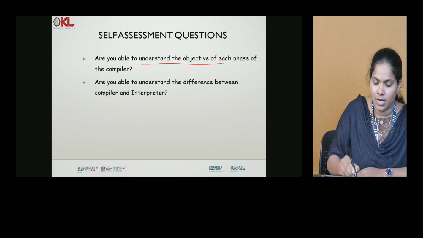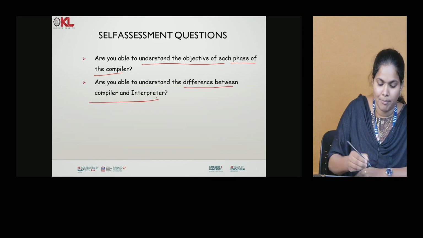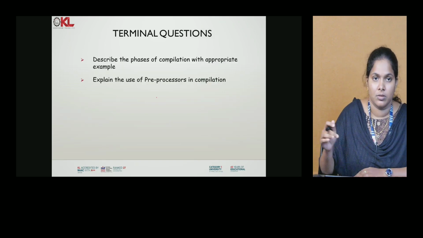Now I think you understand the objective of each phase of the compiler and the difference between the compiler and the interpreter, right?